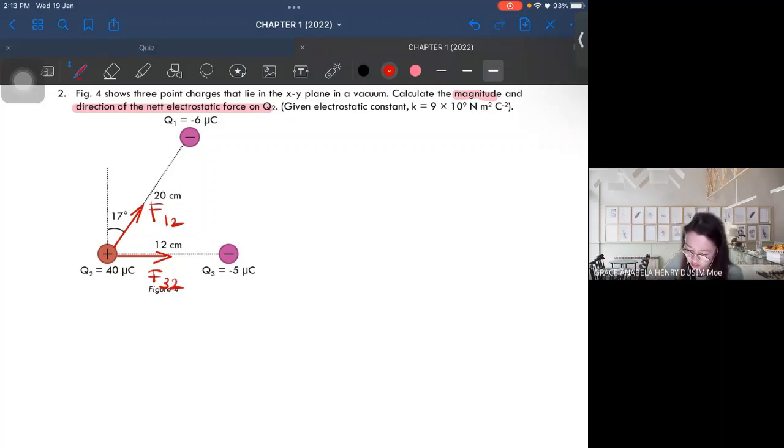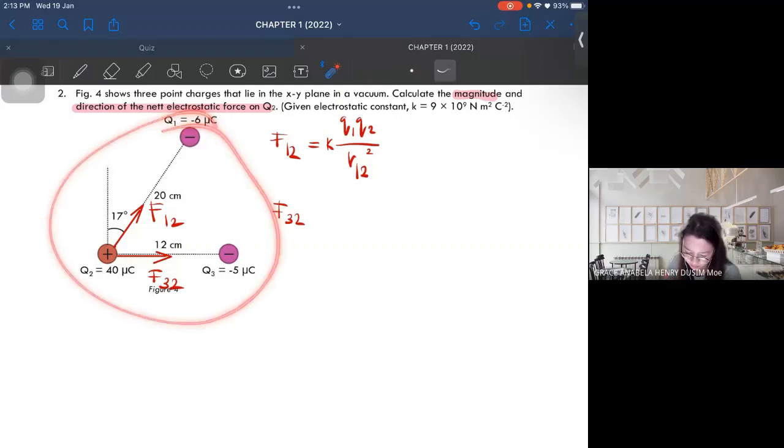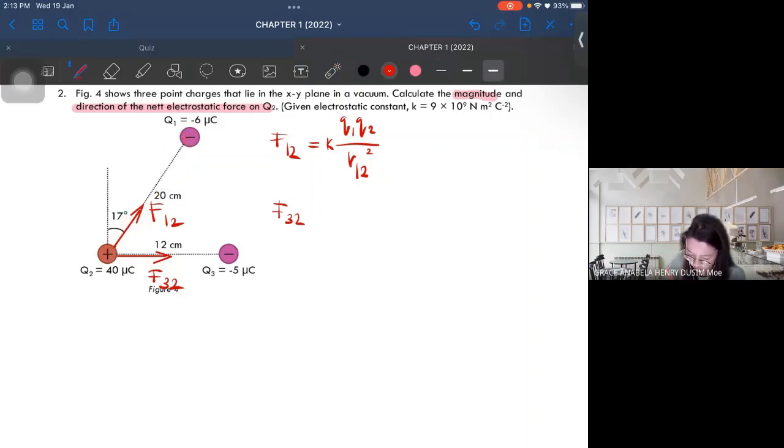Now we have to calculate the magnitude of F12 and F32. Okay, the first step is draw the direction of the force. Next, baru kamu calculate the magnitude of this electrostatic force. So Q1 Q2 over R12 square. Okay, so R12 based on this diagram here is this one here. Okay, so R12 is equal to 20 centimeter. This one's gonna be R32. Okay?